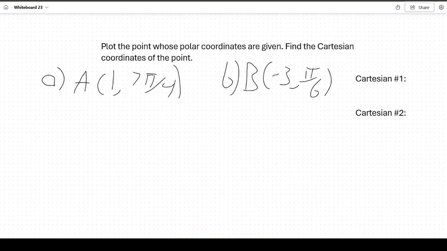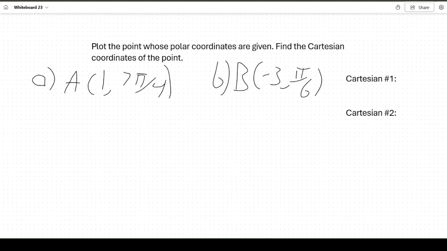Okay, let's start off with this question. It says plot the point whose polar coordinates are given. Find the Cartesian coordinates of the point. So here we're given polar coordinates, right? And we gotta somehow convert them into Cartesian coordinates. So let's start off with step one, and we're gonna do problem A first.